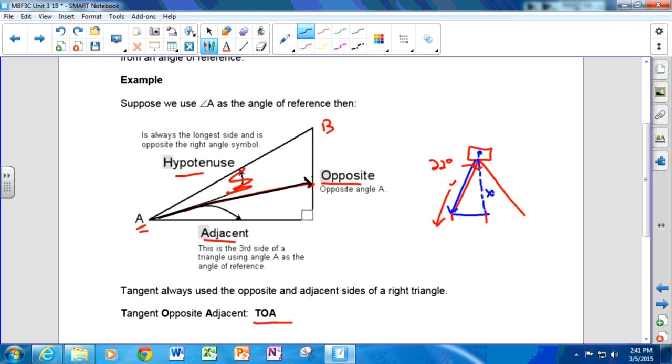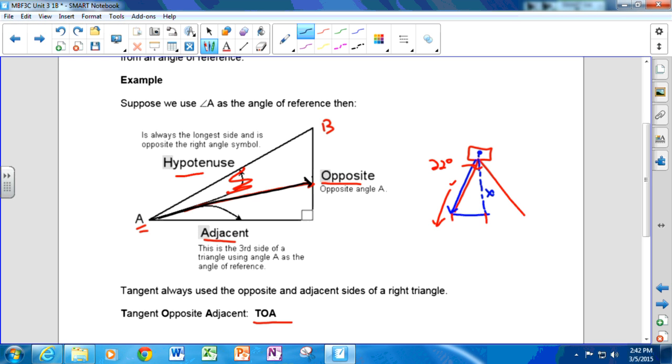Or, we could have a hypotenuse and an adjacent, or a hypotenuse and sorry, let me just walk back a little bit here. So the tangent is when we have an opposite and an adjacent and we need an angle, or we have an angle and we have an opposite and we need an adjacent. We don't need the hypotenuse. Sorry about that.